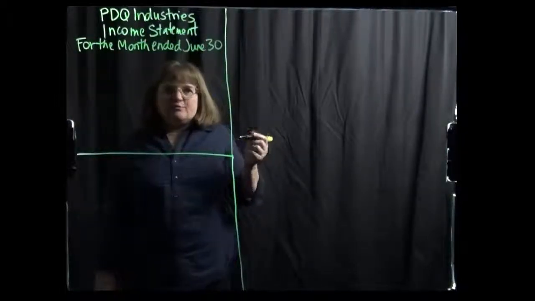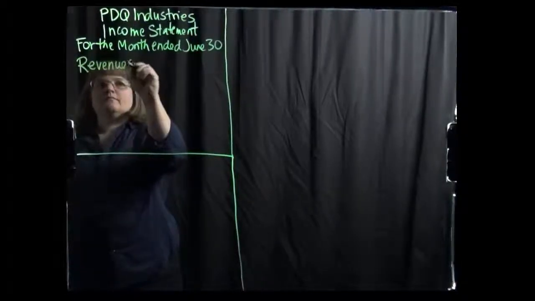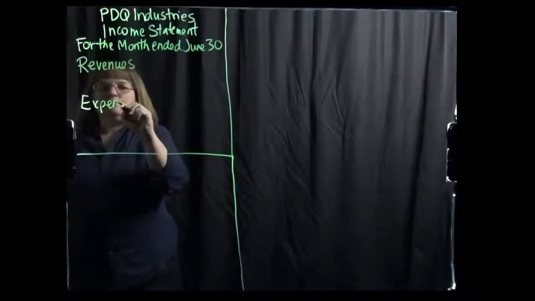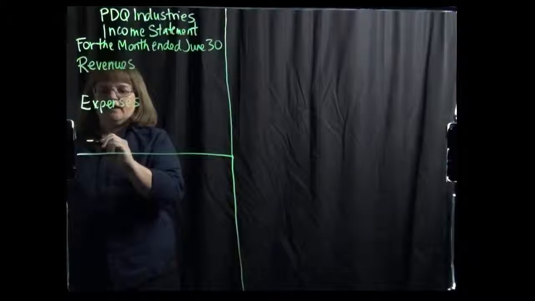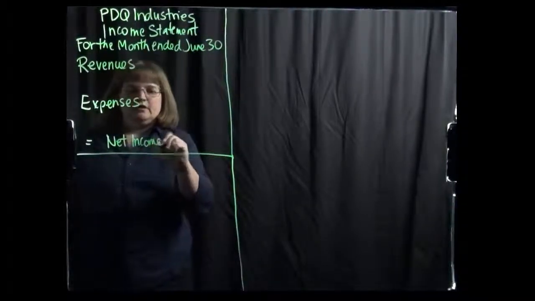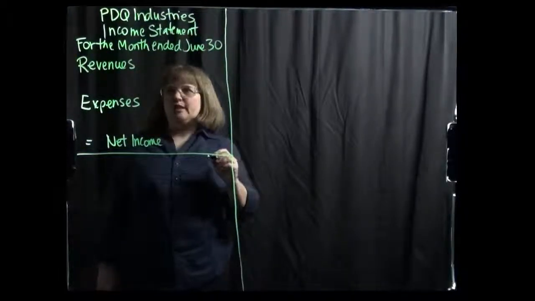Okay? Then I think about the structure of an income statement. We're just going to use a simple income statement for right now. And so basically we're going to have our revenues minus our expenses, and that's going to give us net income. And so now we just have to fill in the details for this particular company.